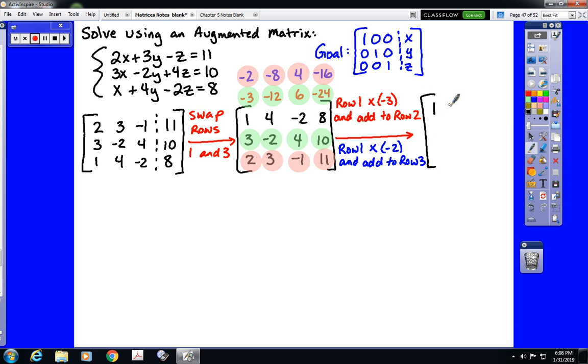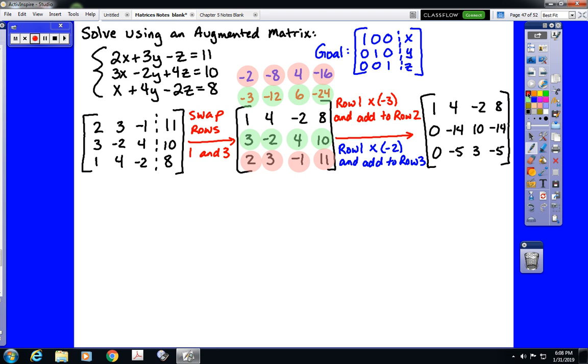the first row will stay 1, 4, negative 2, 8. The second row would become 0, negative 14, 10, and negative 14. And the bottom row would become 0, negative 5, 3, negative 5. Notice the entire first column matches our goal now. That is what we need to do.